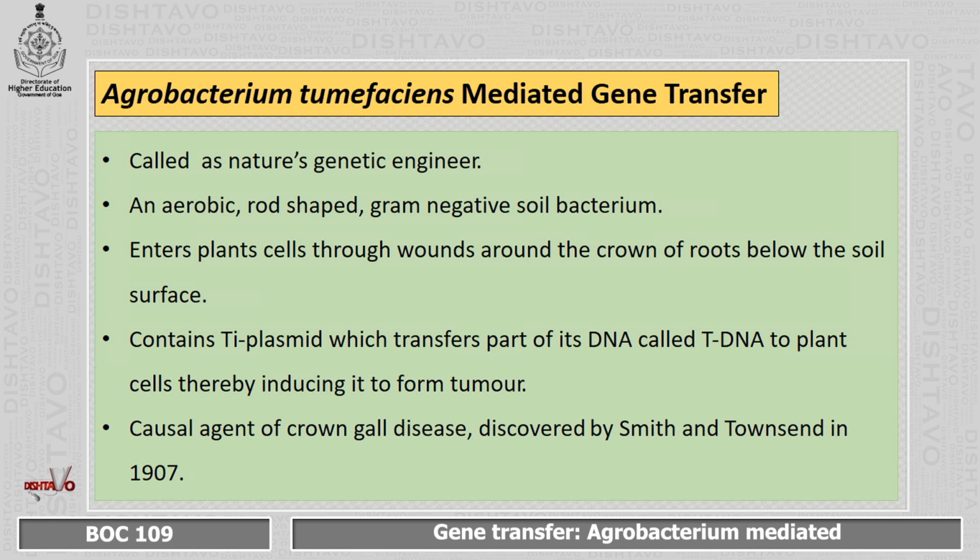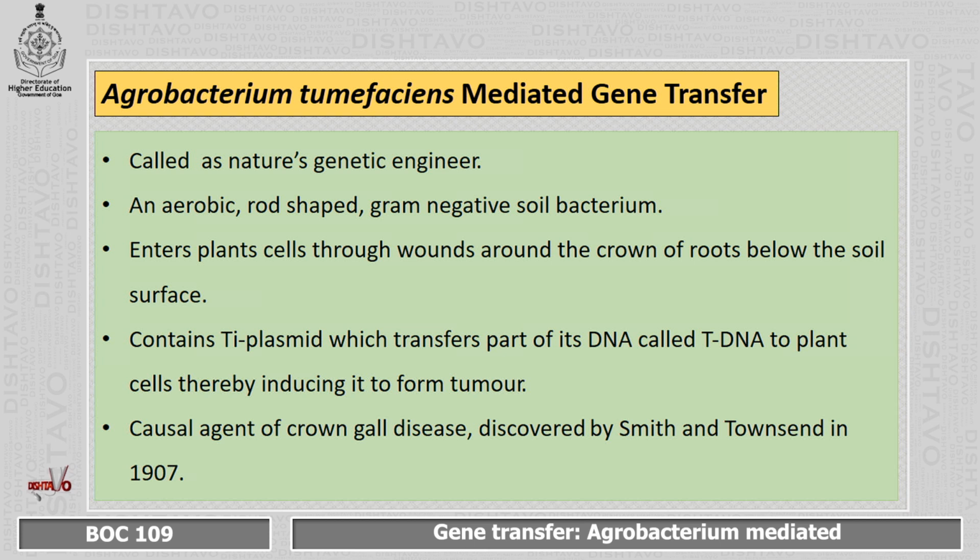It is an aerobic, rod shaped, gram negative soil bacterium which we find in the soil. Now, it enters the plant cells through wounds. It cannot directly penetrate the surface, but it enters the cells through wounds which are present on the crown of the roots below the soil surface. It contains the Ti plasmid which transfers part of its DNA, that is T-DNA, to the plant cell, thereby inducing it to form tumors. So, it becomes easy to identify which plant is affected by the Agrobacterium species, because there is gall formation or a tumor which is visible to the naked eye.